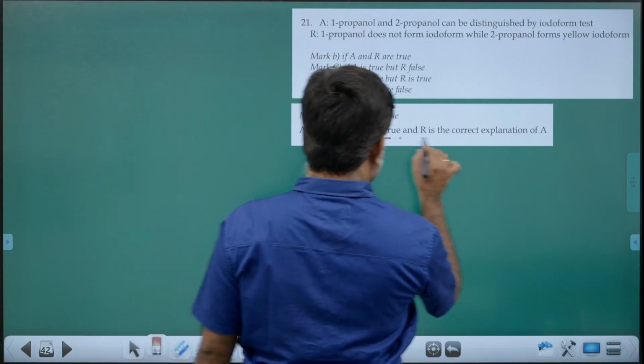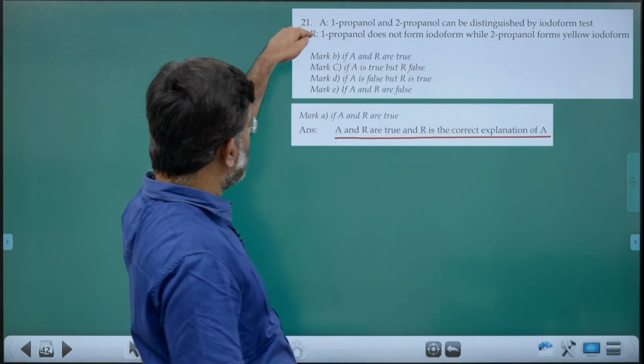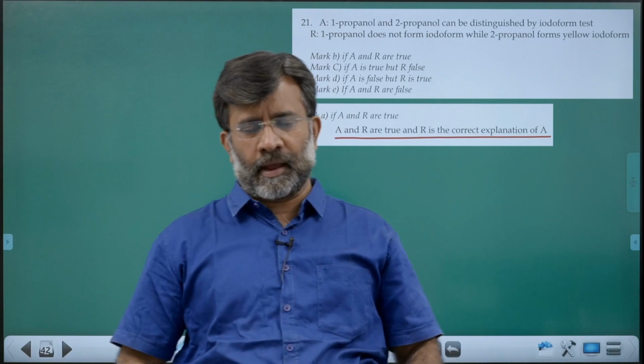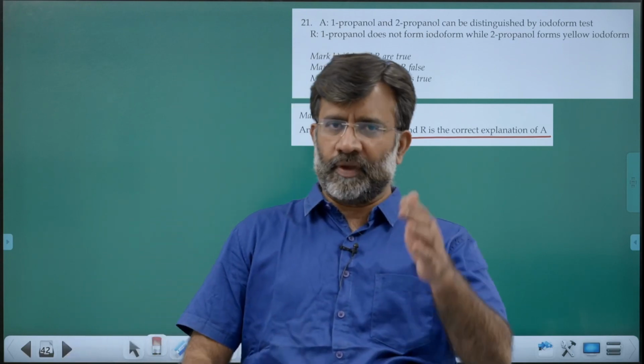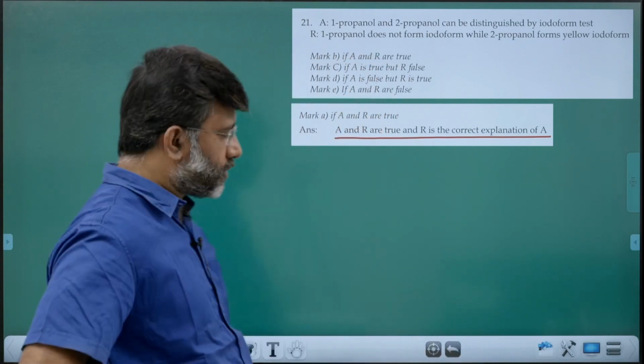This is what the correct choice. Suppose there is an option A, assertion and reason are correct and reason is the correct explanation, we would have selected that choice. Next.